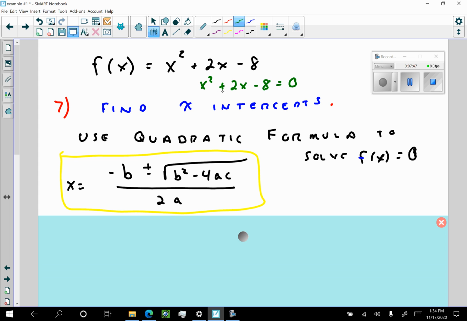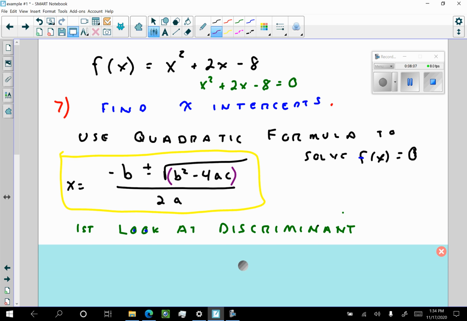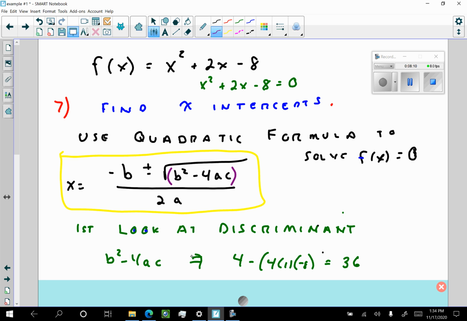You can't solve for x because you have an x squared. What do you do? You use the quadratic formula. The first step is to find this part right in here, which we call the discriminant. We call it the discriminant because it tells you about something. The discriminant is b squared minus 4ac. A is equal to 1, b is equal to 2, c is equal to -8.